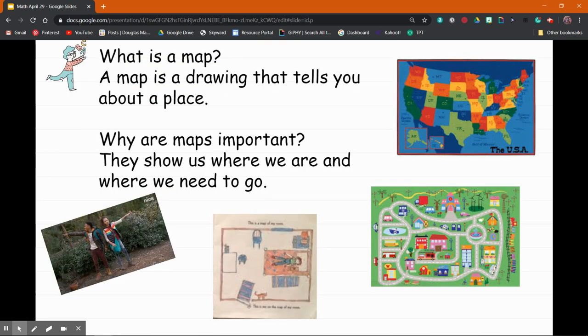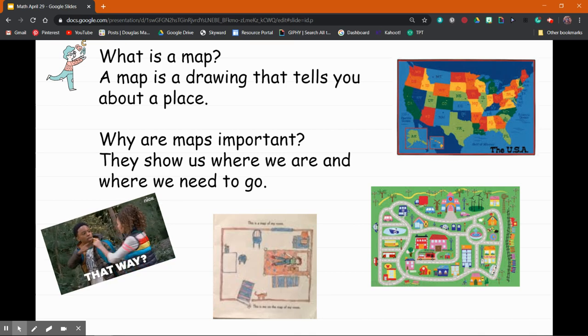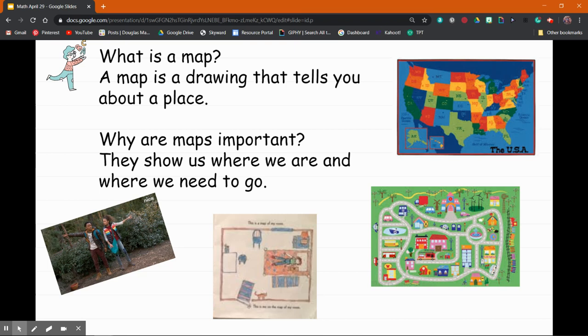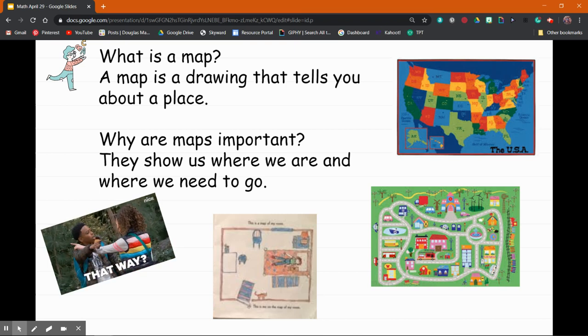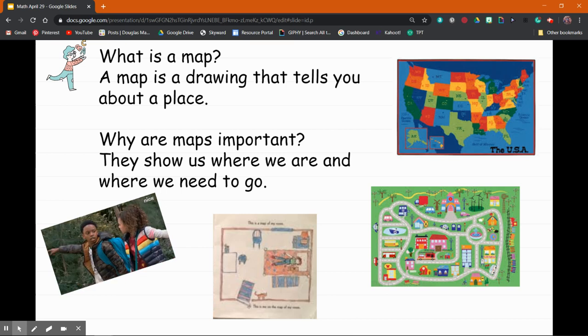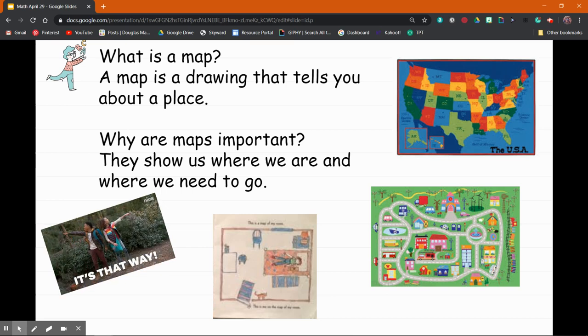So today, like I said, you will be drawing a map of our classroom. But before we do that, we really need to know what is a map. Well, a map is a drawing that tells you about a place. And today, your map is going to tell me about our classroom.